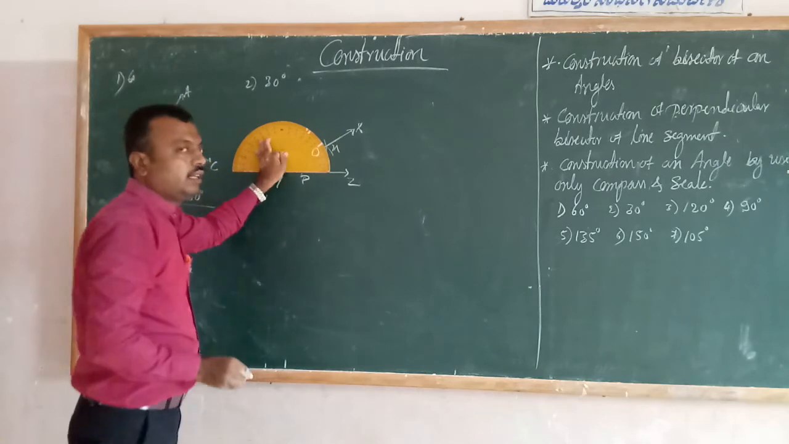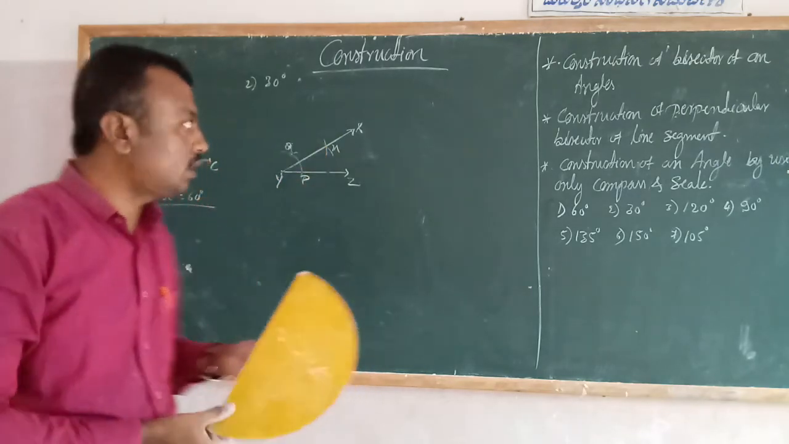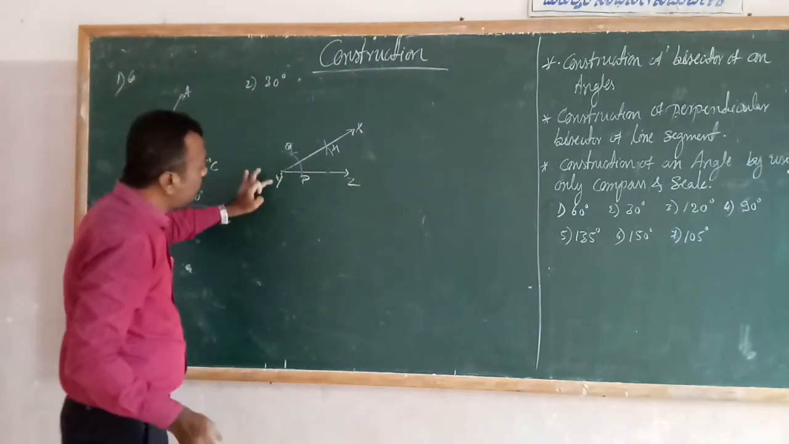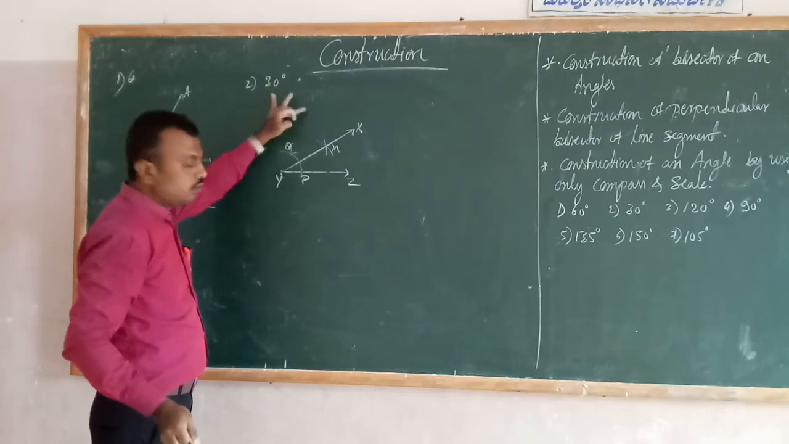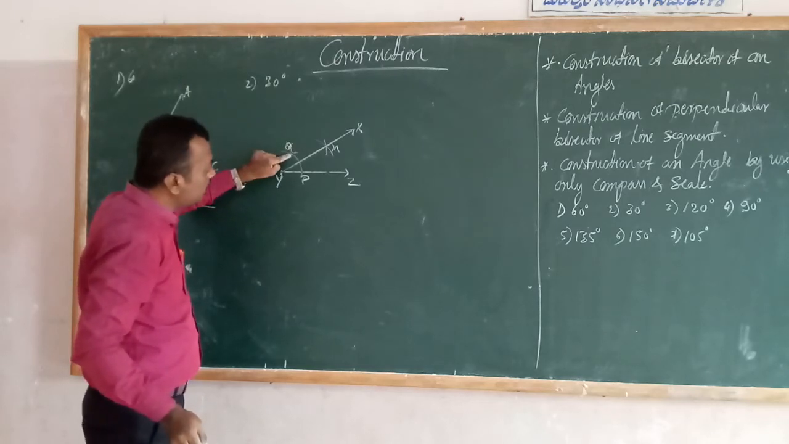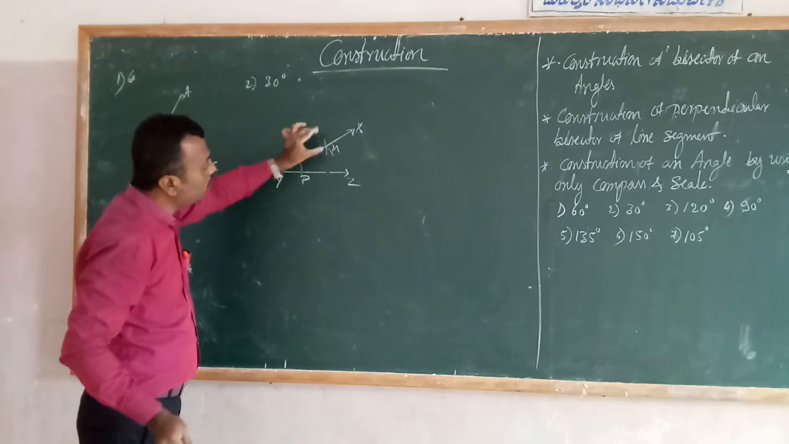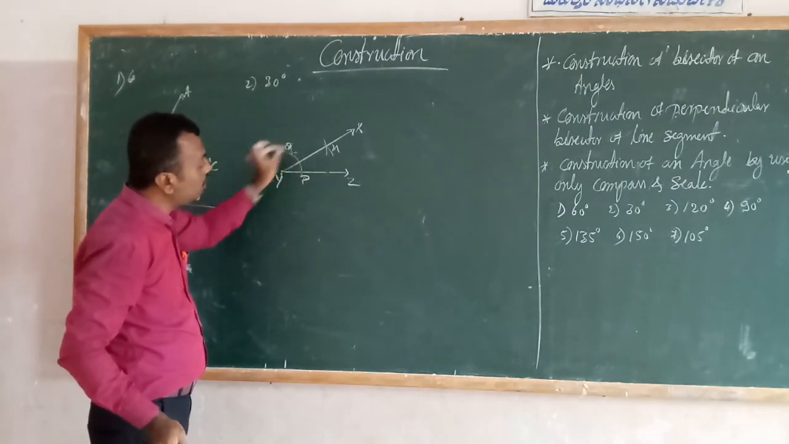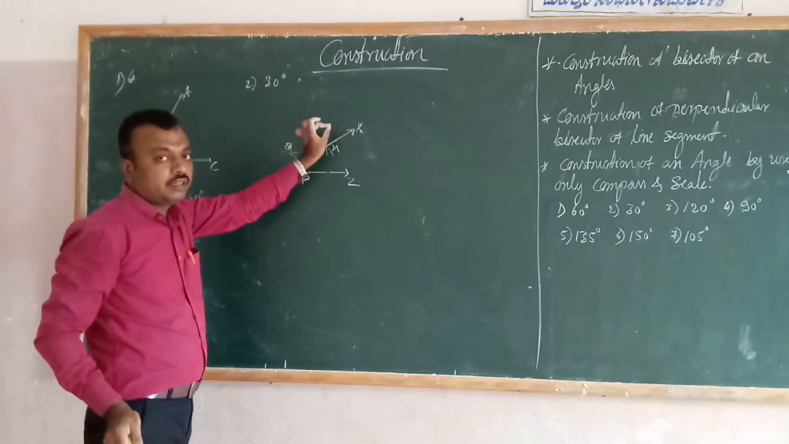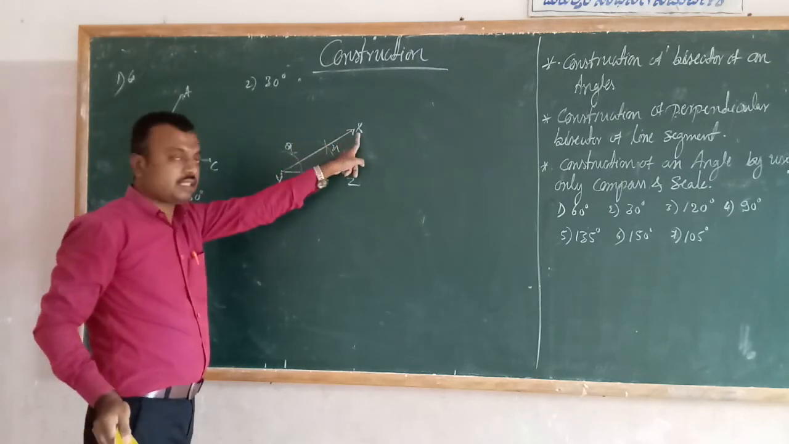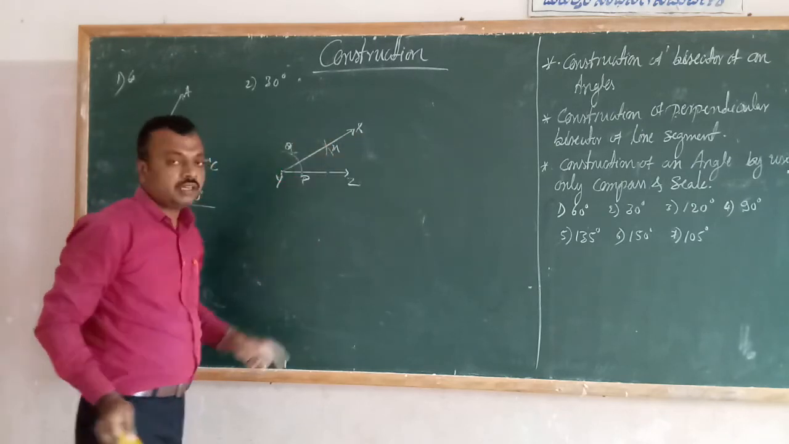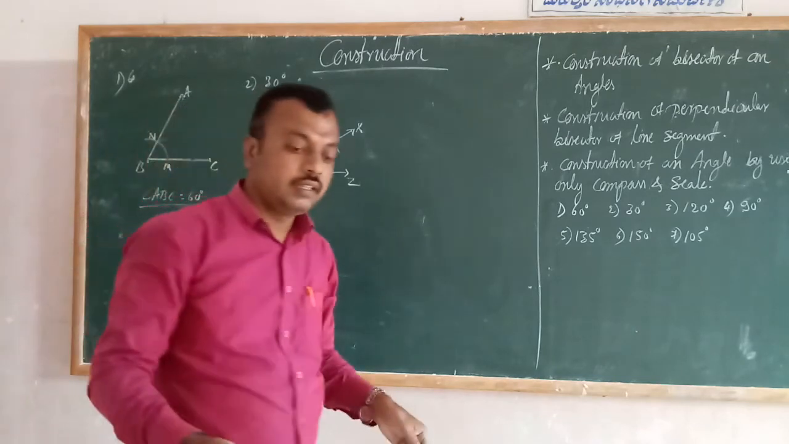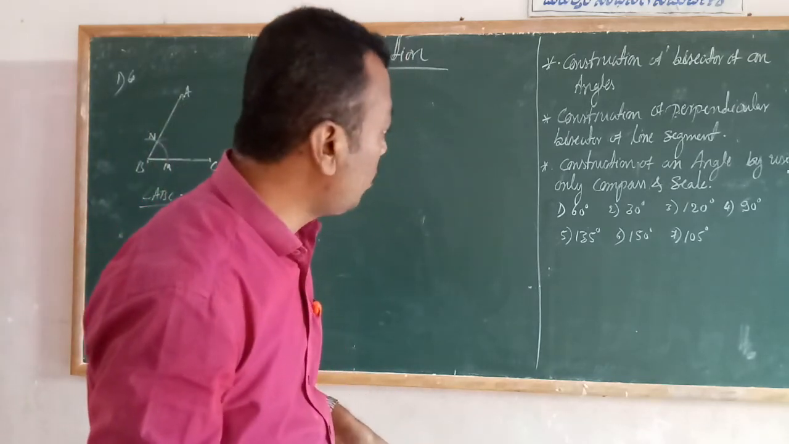Okay. So likewise you have to construct it. First you have to construct the 60 degree. You need not join this line. You have to mark this point. Keep on this point and this point and cut the arc. The intersection of the arcs you have to join from Y and then extend to X. So X, Y, Z is becoming 30 degree. Is it right? Yes.